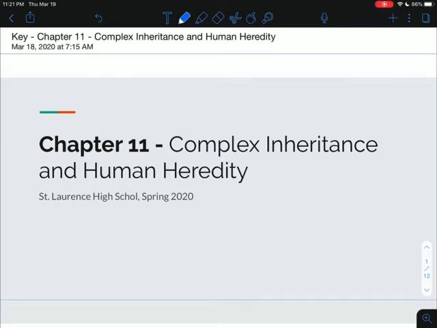All right, so I'm going to walk you through the Chapter 11 Complex Inheritance and Human Heredity worksheet. This is not all of Chapter 11. This is just a small portion, but I wanted to make sure that we talked about this because this is really important for understanding the rest of the chapter here.